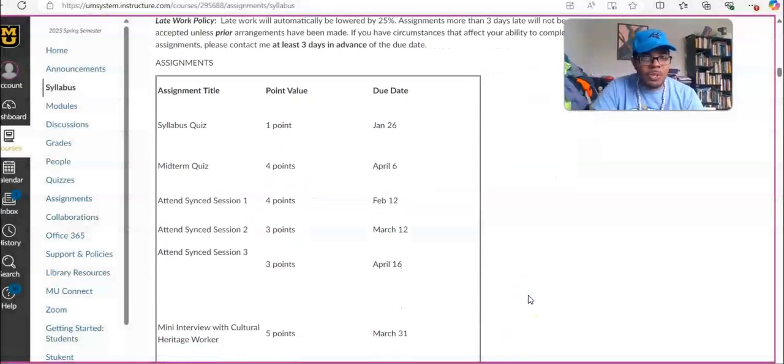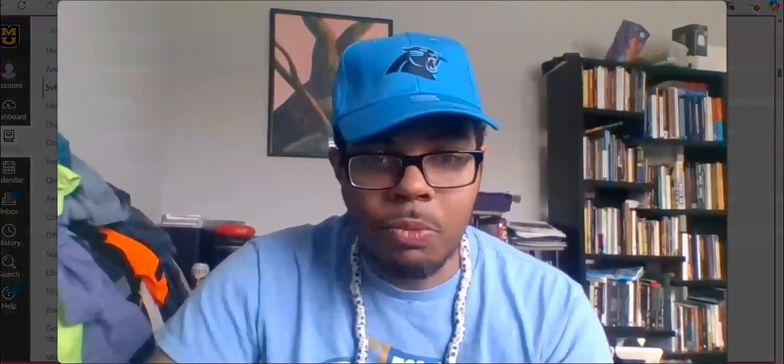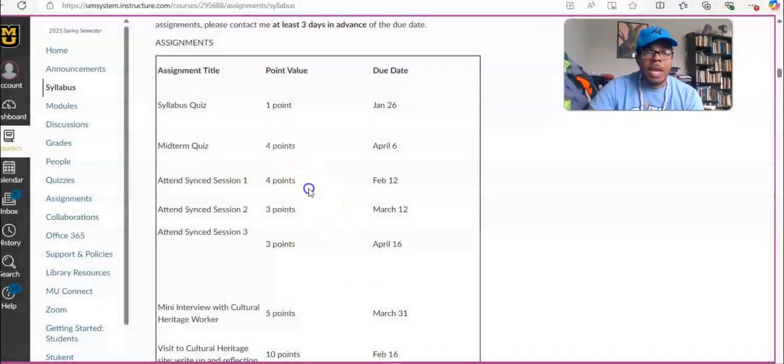As far as assignments, and we will go into an assignment breakdown a bit later, you've got a syllabus quiz that is due this coming Sunday, January the 26th. That's going to be worth 1 point, and those questions should be pretty easy. A midterm quiz will be due on April the 6th, and that will be worth 4 points. That will be an open book quiz, and again, it will not be that hard, okay?